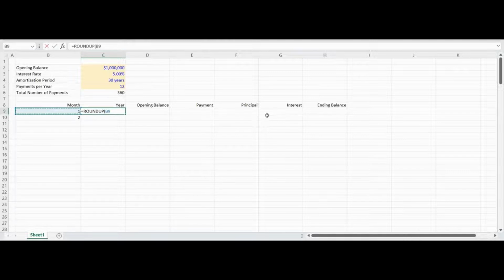Let's utilize a dynamic formula for the year. The formula is a round up of the month divided by 12. This formula will return the year number based on the month.